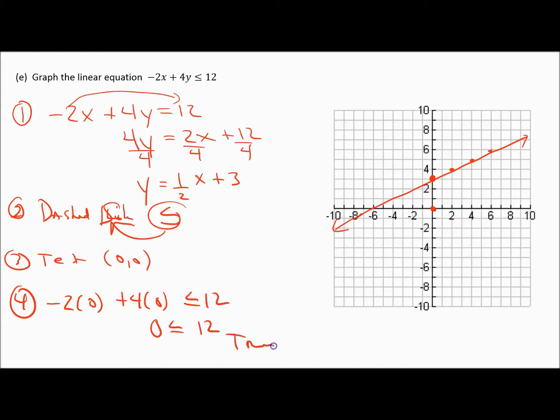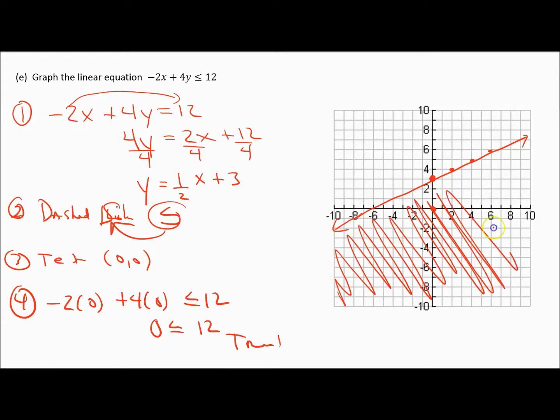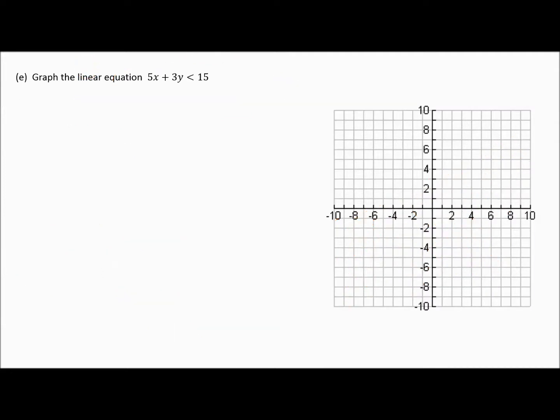That's true, right? So I shade the side with 0, 0 on it. I shade this side, and everything that I've got shaded in, including the line, because it's solid, is going to make this inequality true. All right, next problem.